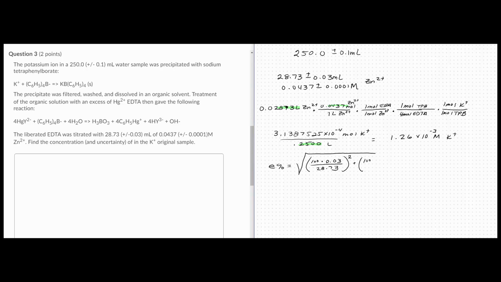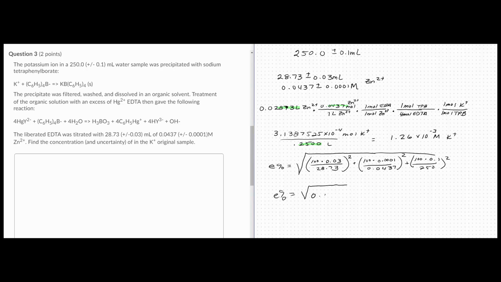Square that value. Then 100 times, I'm looking at the concentration of the zinc now. 3 zeros into 1 divided by 0.0437. Square that. And then I have the water sample volume, 0.1 divided by 250, and square that. So the E% of this concentration, I'll stop here for a second so you can check my work as well.